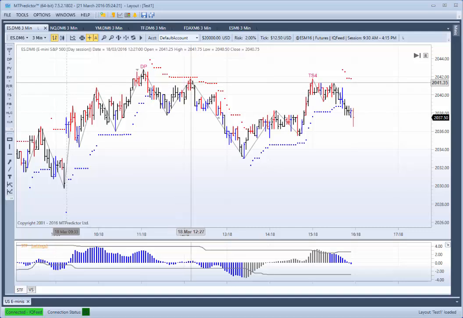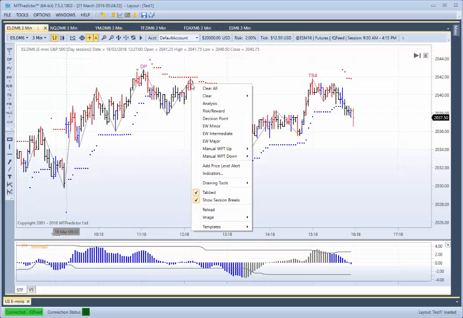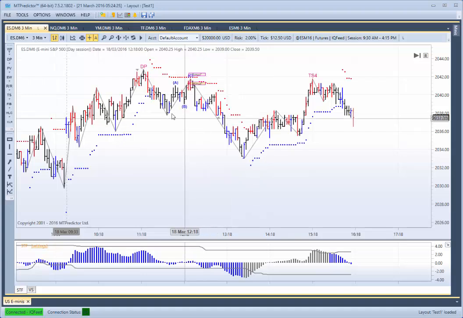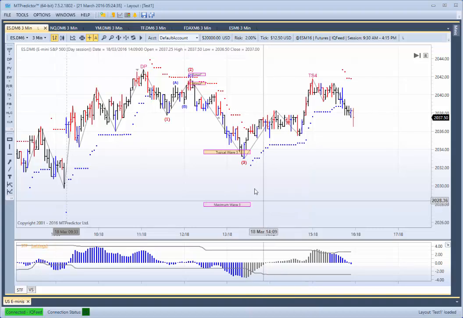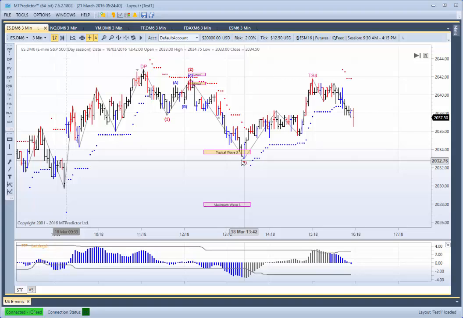If this subdivided as a minor ABC, I'm just going to do Elliott wave minor, which it did there, then this could be a wave 2. After a wave 2, you're then anticipating a wave 3 kind of swing. So if I put the Elliott waves on here, Elliott wave intermediate, you can see the low into just before 2 o'clock, 13:40, actually unfolded perfectly as a wave 3.